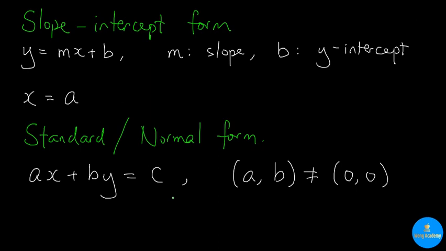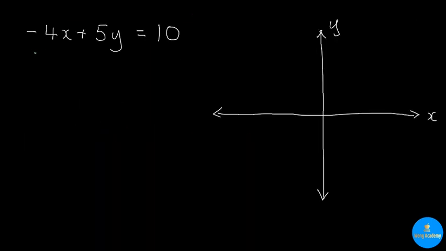horizontal or vertical. If you're given an equation in the normal form, how can we graph the straight line? It is actually pretty easy. Let's take a look at the following example. To graph this equation, we should find out the x-intercept and the y-intercept of this equation.